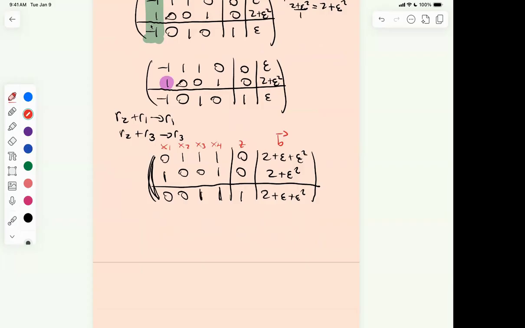Is that okay? Does that make sense? And now you terminate it because every entry in the last row is positive. So that terminates the algorithm.